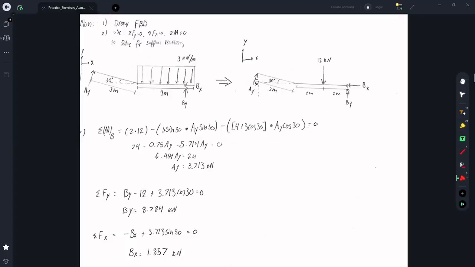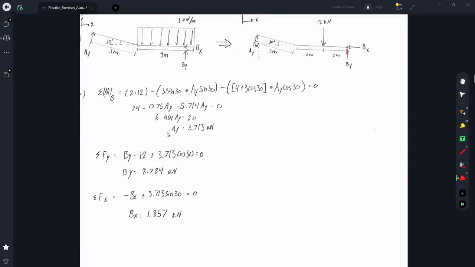And then the final moment is going to be 4. The moment arm is 4 plus this distance, which is going to be 3 cosine 30. And then this part of AY, which is AY cosine of 30. So sum all of those together equal to 0. We can get AY is equal to 3.713 kilonewtons.